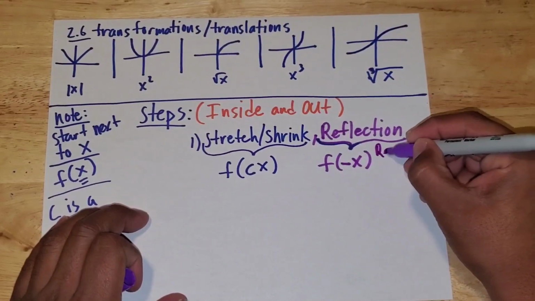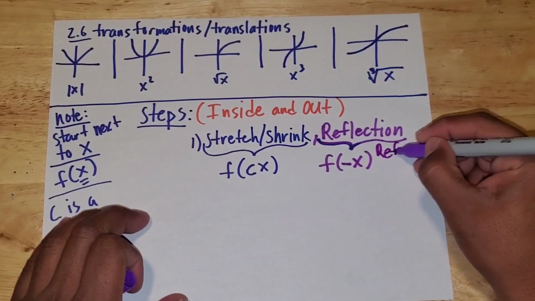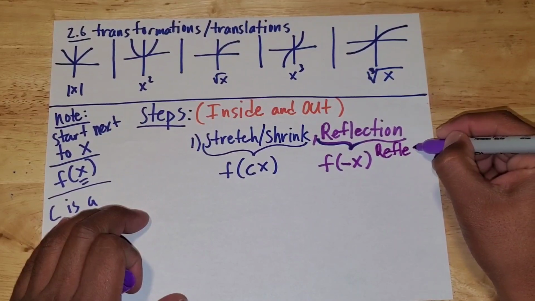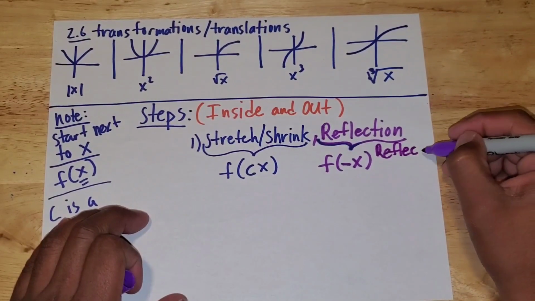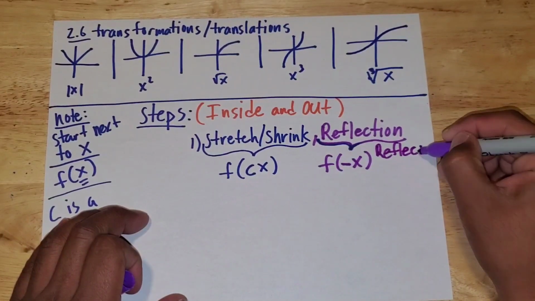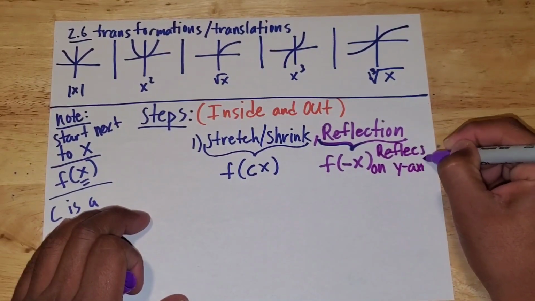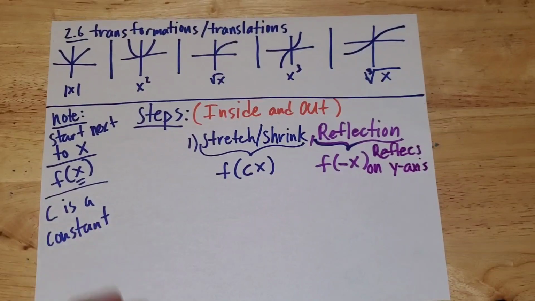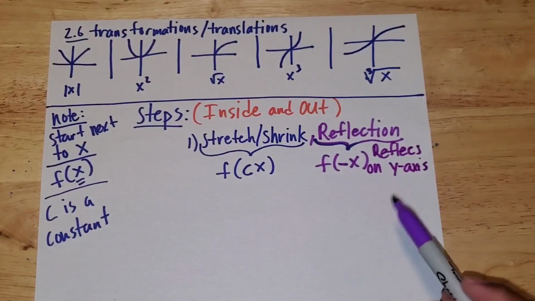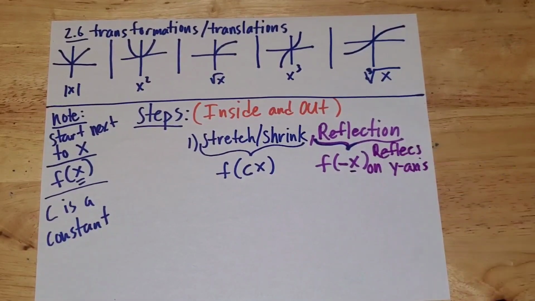It reflects on the y-axis. We're going to do some examples and you're going to see what I mean. But what's literally happening is it's just taking the x-coordinates and multiplying them by a negative. So that's the reason why it makes this reflection on the y-axis.